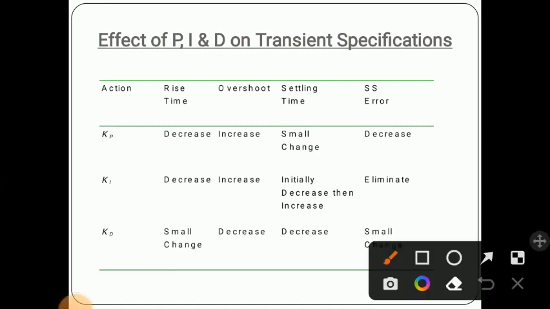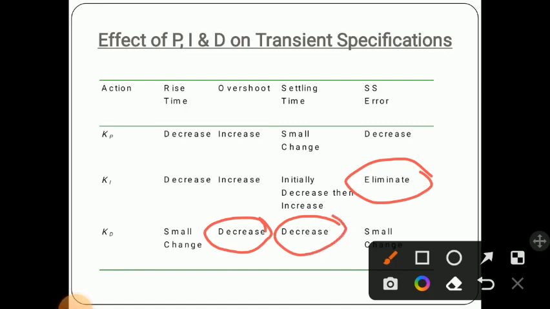If I ask you one question, which type of control action reduces or eliminates steady state error, then it is Ki. Ki completely eliminates steady state error. Now another question, which control action decreases the overshoot? It is Kd. So derivative control action decreases the overshoot. Which control action decreases settling time? This Kd decreases the settling time.